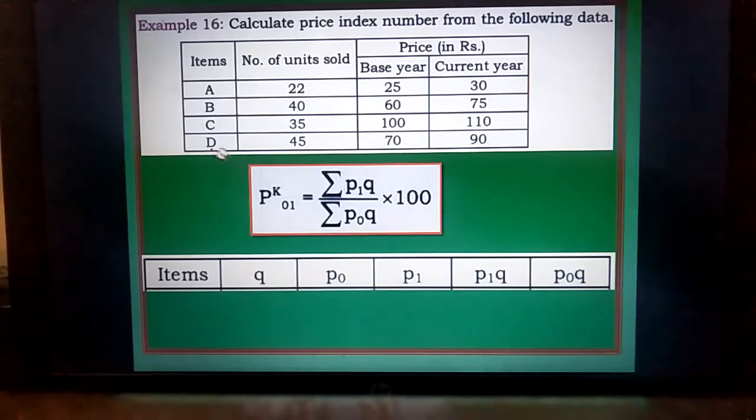So with the help of the given data, let us calculate all these required columns in order to frame a statistical table, and further it will be very simple using the calculations. Whatever the sum of P1Q and sum of P0Q comes out, those are to be substituted, and the ratio of those multiplied by 100 will give you the final answer of P01K.